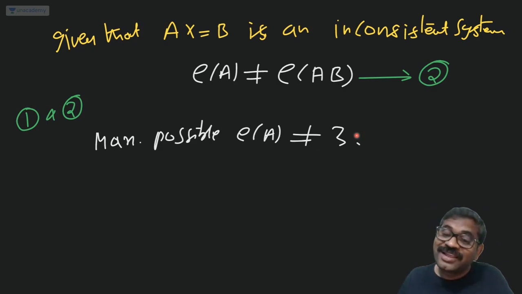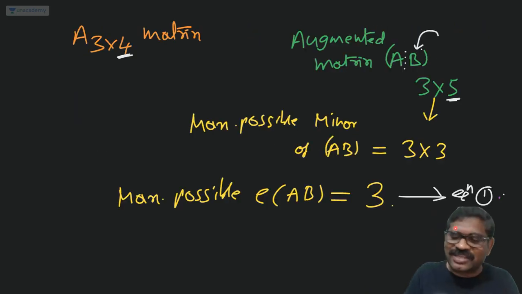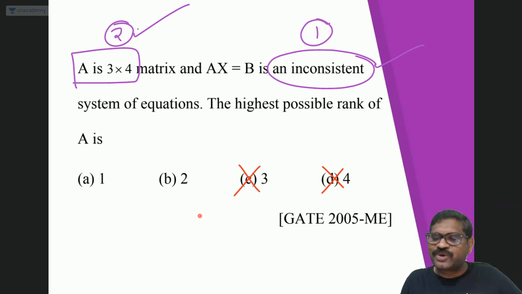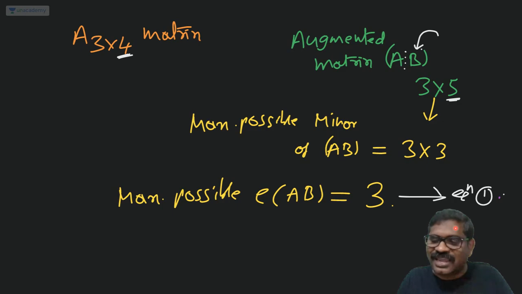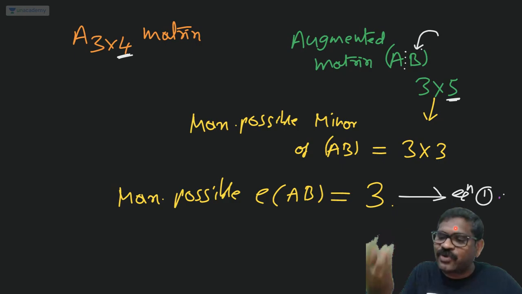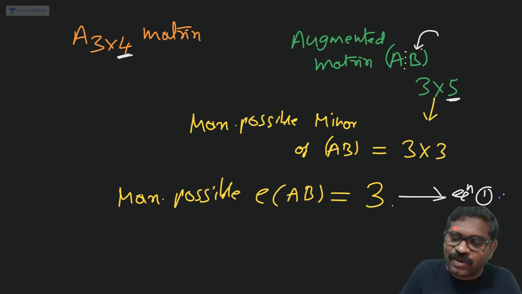Will it be 4? Not at all, because rank of A does not exceed rank of AB. So 3 is cancelled, 4 is cancelled. You have 1 or 2. If it is not 3, what is the next possibility? Either 0 or 1 or 2. Which one is asked? Highest possible. Therefore, highest possible rank of A equal to 2.